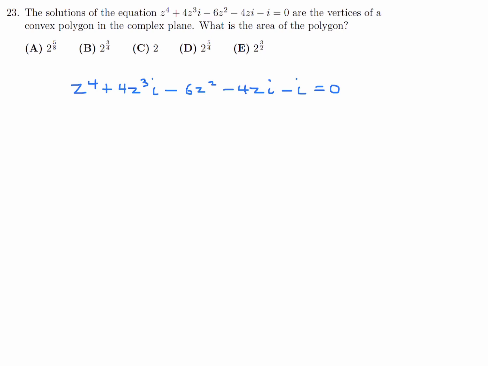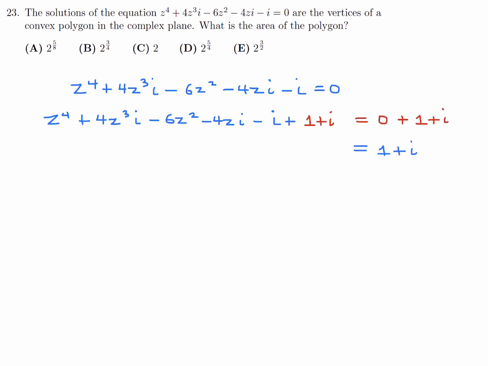A little bit of a trick involved, not extremely fancy, is we want to get this in a form that can be factored, and currently it can't. So what I'm going to do is add 1 plus i to that side, and then add 1 plus i to this side. The remaining equation will stay exactly the same. If I do that, this side just becomes 1 plus i. And on this side, the i cancels with that i, and I'm left with z to the power of 4 plus 4z cubed i minus 6z squared minus 4zi plus 1.